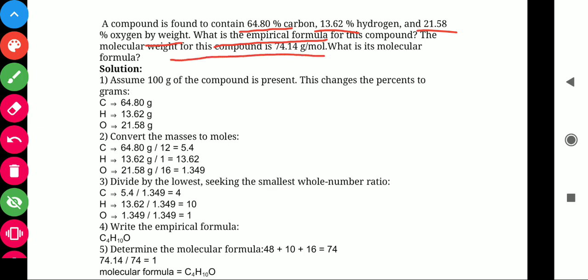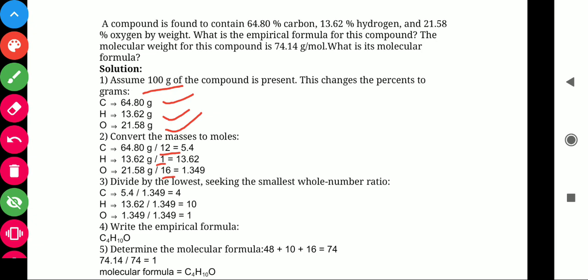Molecular mass is given, and we need to calculate the molecular formula. So first we will calculate the empirical formula, then the molecular formula. For that, first we will take all elements in gram by assuming that we have 100 gram of compound. The second step is we will divide them by molar mass. Carbon is 12, hence we will divide it by 12. Hydrogen has 1, we will divide by 1, and oxygen has 16, we will divide by 16.